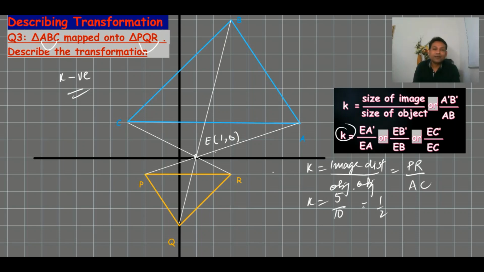So now what will I write? I will write negative here. Why? Because the center, I told you the center is here, the object is here, and the image is coming here. So when the center is in the middle of object and image, the scale factor K is always negative. That's a very important thing. Now what can you write? The triangle ABC mapped onto triangle PQR by enlargement with center 1, 0 and scale factor -1/2.